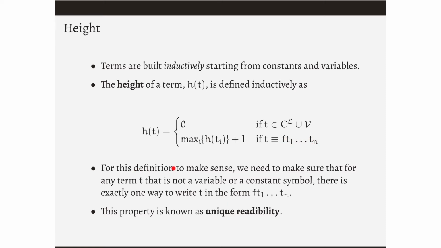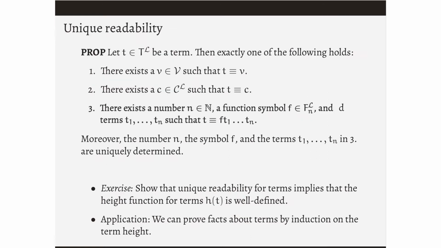Of course, for this definition to make sense, we need to make sure that for any term t that is not a variable or a constant symbol, there's exactly one way to write it in this form. And this property is known as unique readability for terms. Here's a formal statement of unique readability. Let t be a term, then exactly one of the following holds.